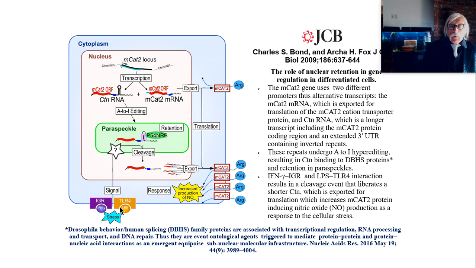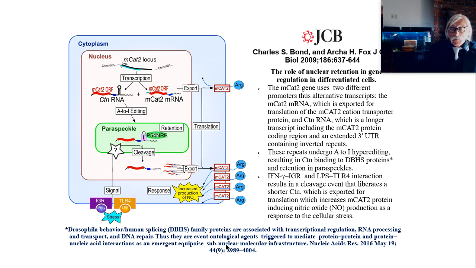All right, now, Drosophila behavior, human splicing, that's DBHS, family proteins. That's what this protein is. This is one type of it here. This P54nrb is part of the DBHS family of proteins. They're associated with transcriptional regulation, RNA processing, and transport, and DNA repair. They do a lot of things. That paraspeckle does a lot of things in controlling what comes out of the nucleus via all of those mechanisms. It regulates transcription, regulates RNA processing, regulates transport, even regulates DNA repair.